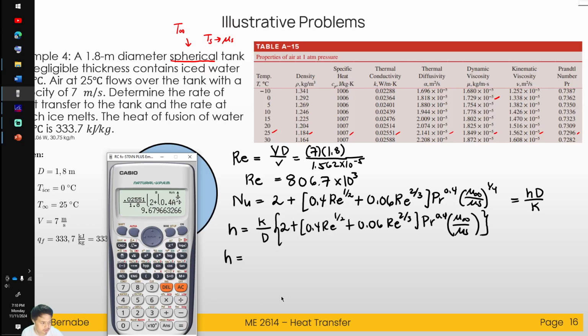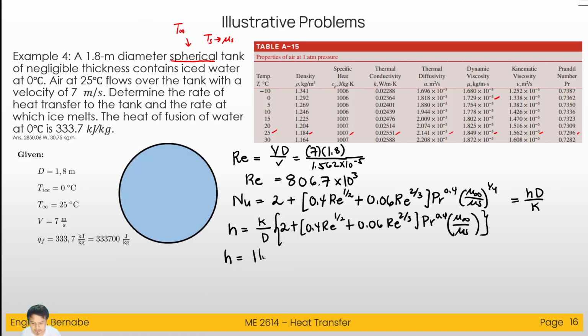So you can find H, that is 9.67. Okay. We forgot to substitute the value, sorry. So 806.7 times 10 to the 3 for the Reynolds number, and the Prandtl number is 0.7296. So 11.20. Okay, 11.20. Yes, no? So 11.20 watt per square meter Kelvin. So we have the H.